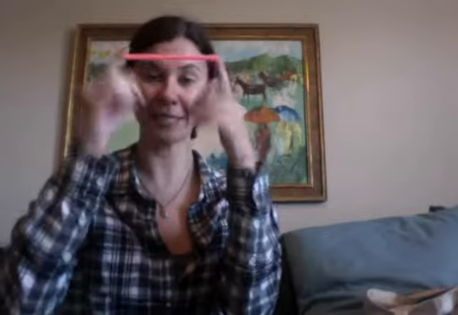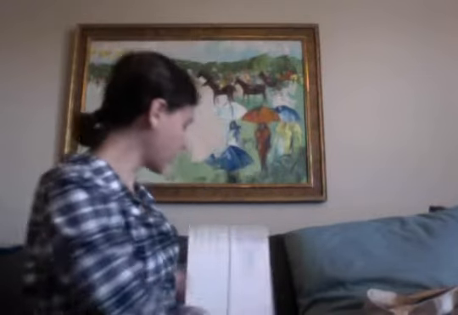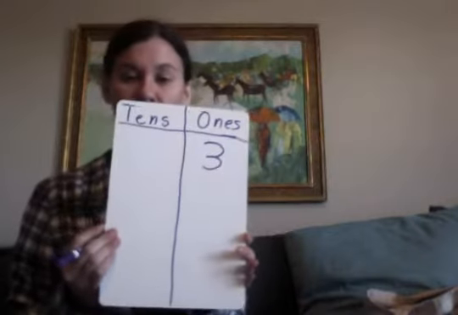Okay, now we need straws. So here's my straw. How many straws do I have? I have 1, but remember this is 10, right? So the way I'm going to do this is, since I only had 1 straw, I'm going to put a 1 in my tens column.